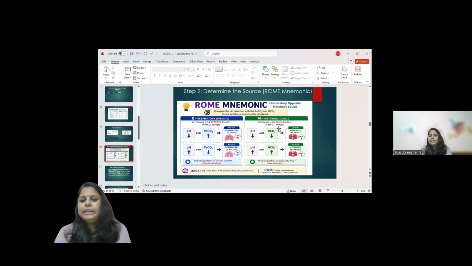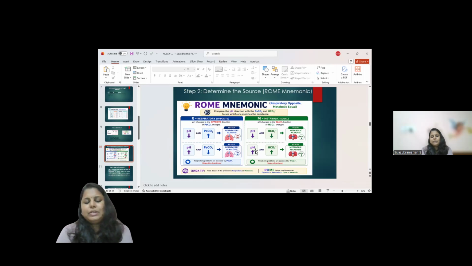Here, metabolic equal means the pH changes in the same direction as the bicarbonate changes. Here you can see the difference. The pH is reducing and in the same direction the bicarbonate is also reducing. So metabolic equal. The pH reducing indicates acidosis, so the result will be metabolic acidosis. Likewise, if the pH is increasing and in the same direction the bicarbonate is also increasing, it indicates alkalosis. So it is a metabolic alkalosis.